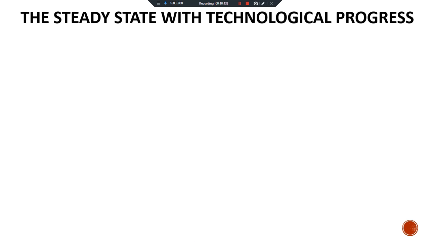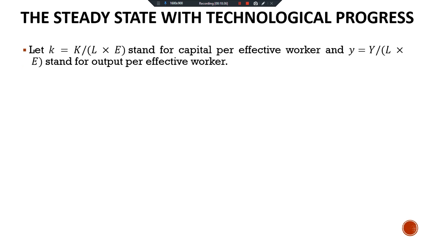reconsidering our notation. Previously, when there was no technological progress, we analyzed the economy in terms of quantities per worker. Now we can generalize the approach by analyzing the economy in terms of quantities per effective worker. Now let's suppose that k is equal to K over L cross E. Here we have k in lowercase and K in uppercase divided by labor multiplied by efficiency. This notation stands for the capital per effective worker, and the output per effective worker is equal to Y divided by L cross E.